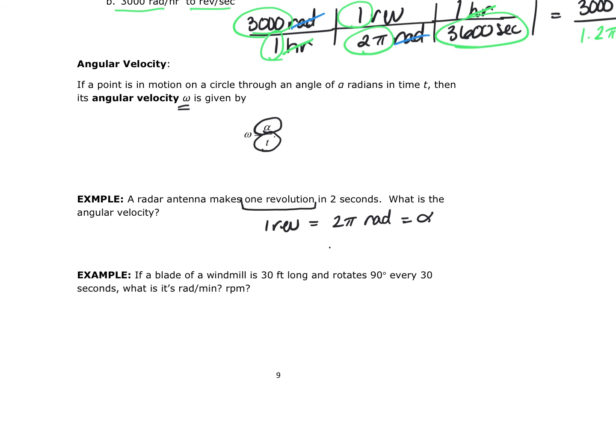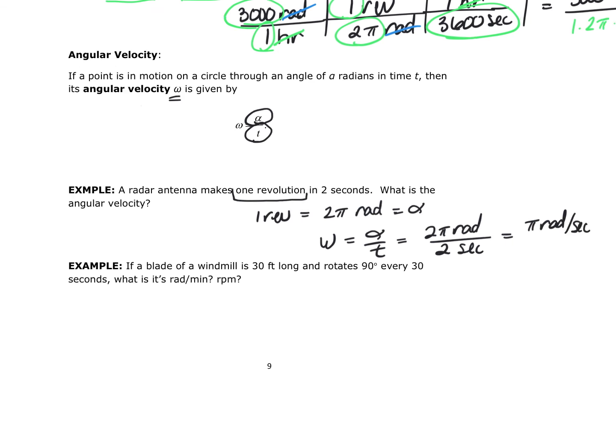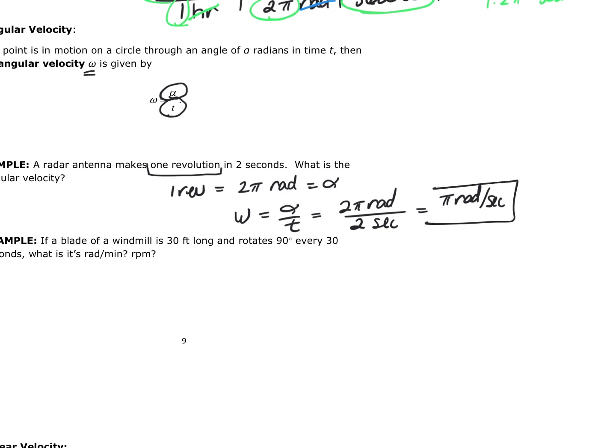If I want to know my omega, I take my alpha and divide by my time unit. So my alpha is 2 pi radians, my time unit is 2 seconds. And so I end up with pi radians per second. And that's my answer in angular velocity. That's how fast it is rotating.